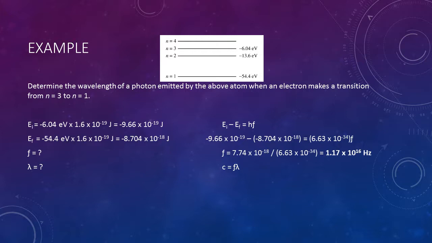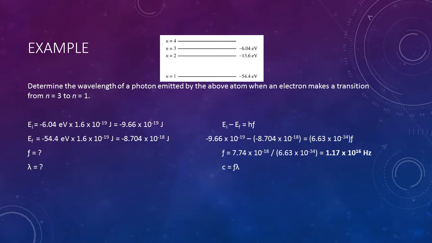From here, I just plug and chug. I do my initial energy level minus my final energy level. And again, because these are negative energies, it is very important to make sure that we are using our parentheses and remembering that subtracting a negative doesn't result in adding a positive.